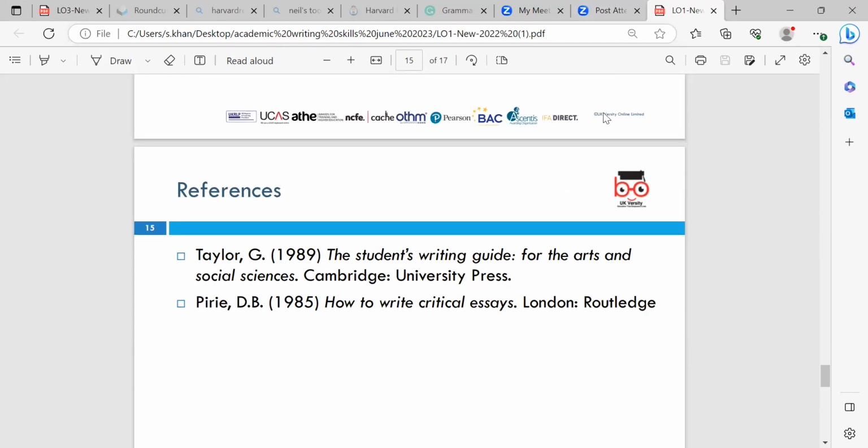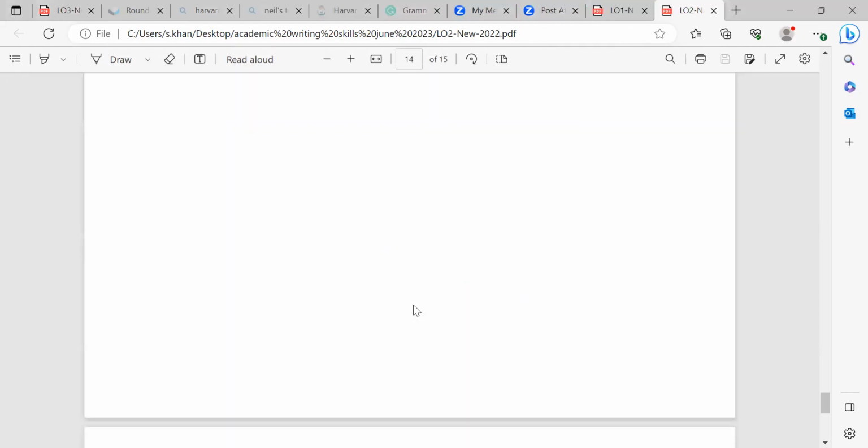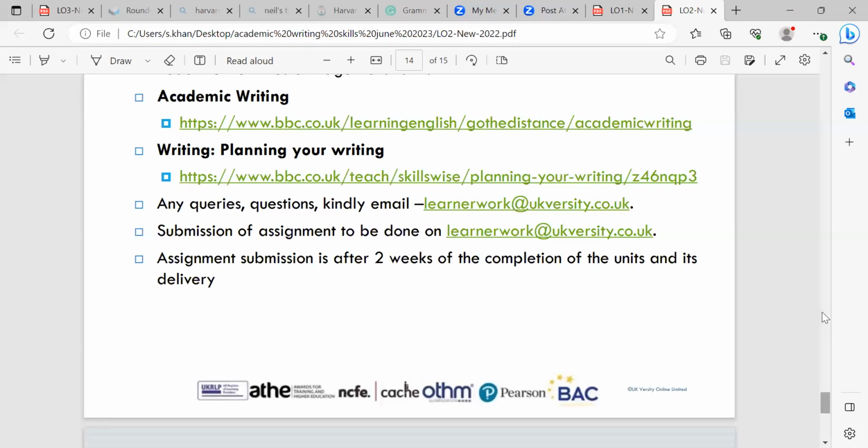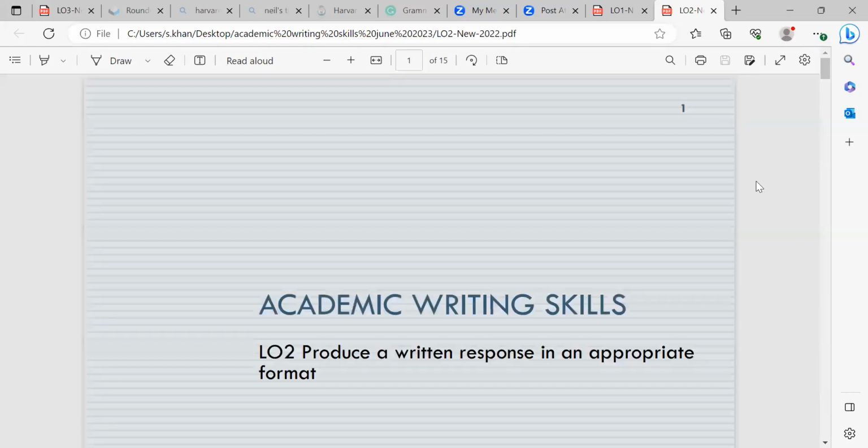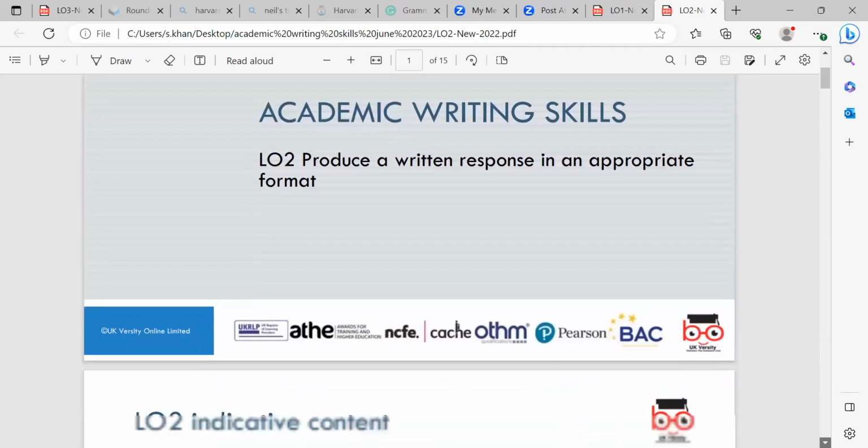Then we went on to learning outcome 2, which I'm going to open up now, okay? If you can tell me if you can see this as well. Academic writing skills, and it says learning outcome 2. Can you see this? Yes, yes. Producing writing skills. Okay. Yes.